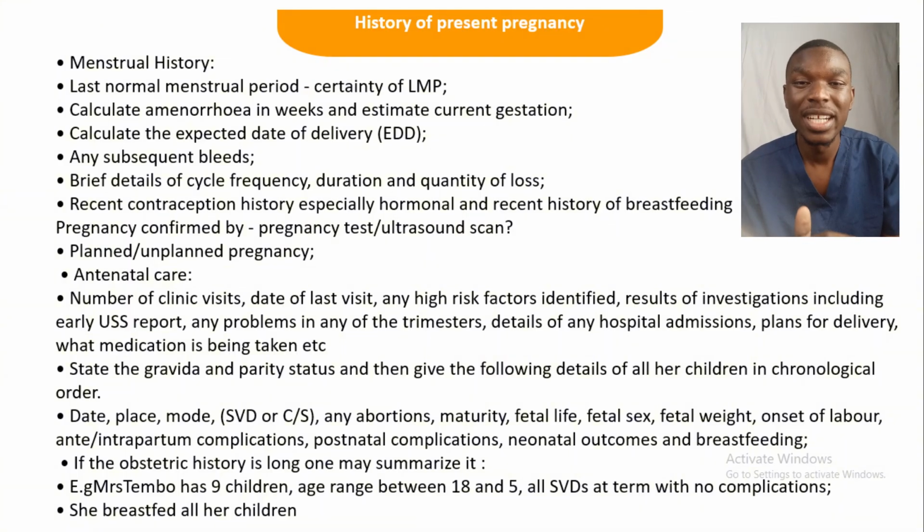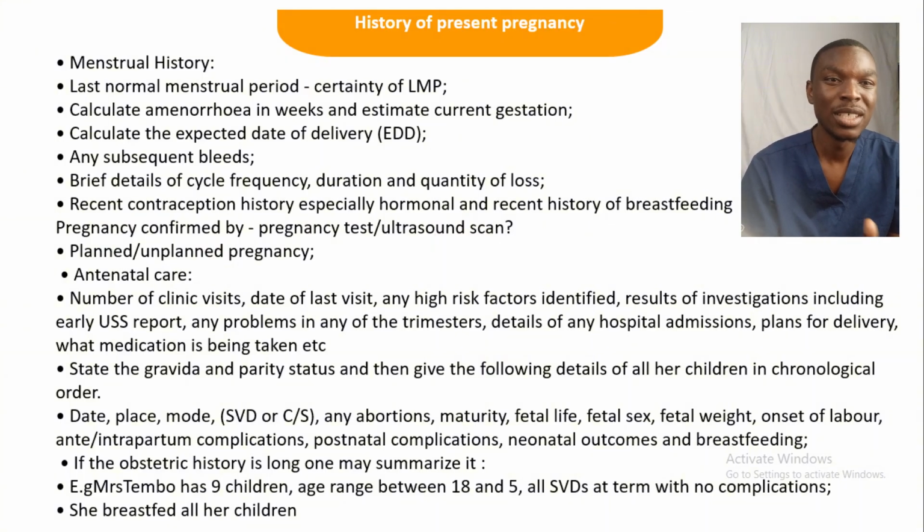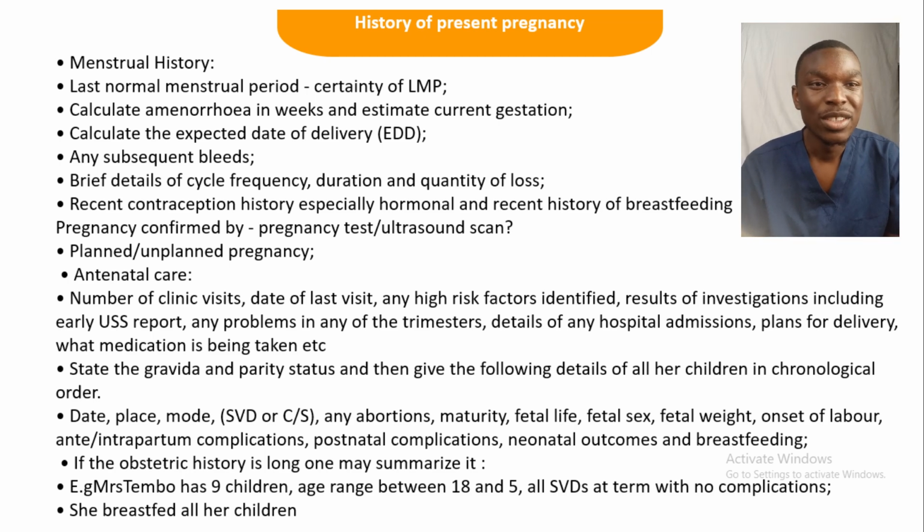Then I go on and ask if they are taking any contraceptives. How long have they been taking these contraceptives before they discovered they were pregnant? Did they stop, and then that's when they got pregnant? So you're asking about contraceptives that they used. Then you also ask how they confirmed this pregnancy. Is it by pregnancy test or by ultrasound? Then ask, was this a planned or unplanned pregnancy?